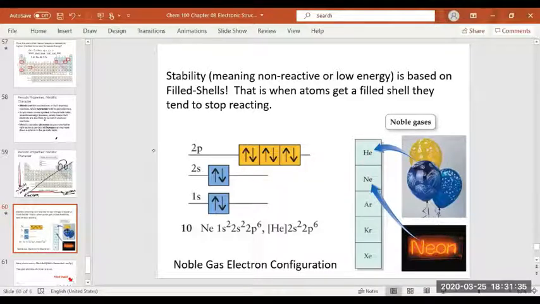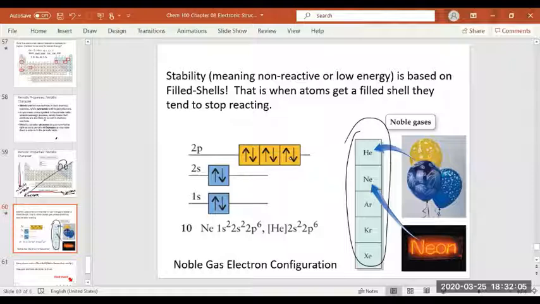Stability. Stability means non-reactive or low energy. It's based on filled shell. Whenever we have an element with the filled shell, that one will be stable. It doesn't need to lose or gain electrons to achieve stability. It's already stable and filled, so it doesn't lose or gain electrons. The elements in the noble gases group have a filled shell, and they tend to stop reacting. They tend to stop losing or gaining electrons. They don't need to lose or gain electrons.